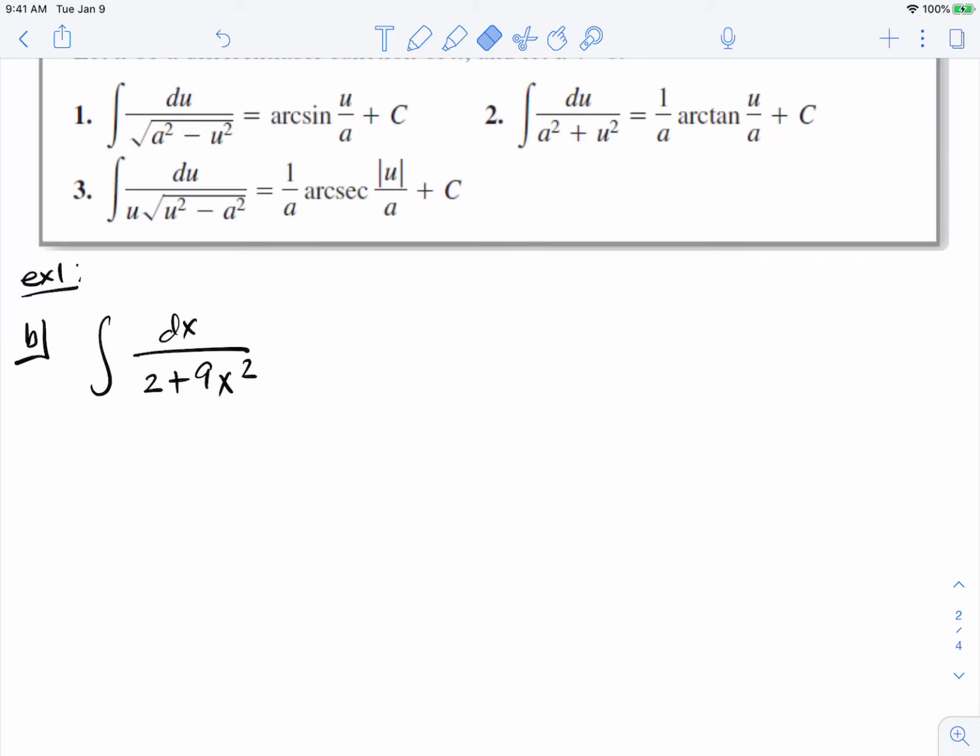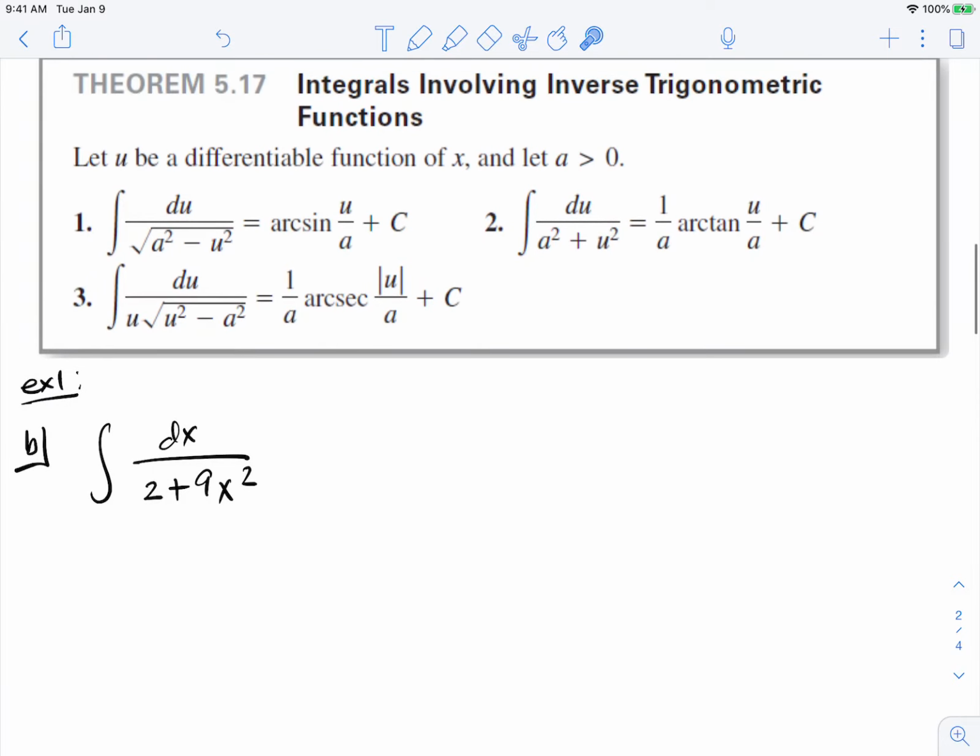Example 1b, we have the integral of dx over 2 plus 9x squared. Now, as we did before, I want to remind you that we have these three options up top. We have number 1, which is arc sine, number 2, which is arc tangent, and number 3, which is arc secant. And our job is to try to match the structure of what's given to one of these three options.